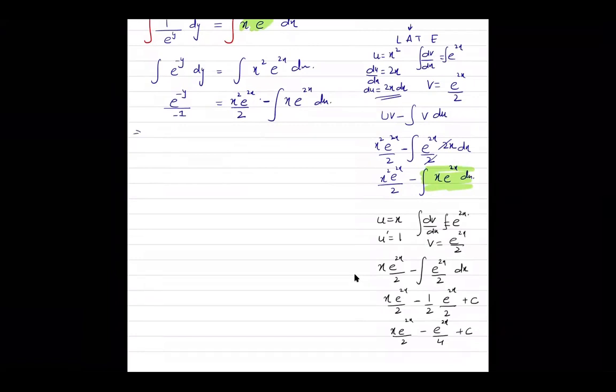So if I try solving this again, I'm going to get minus 1 upon e to the power of y is equals to x square e to the power of 2x upon 2 minus the answer from here, x e to the power of 2x upon 2 minus e to the power of 2x upon 4 plus c.